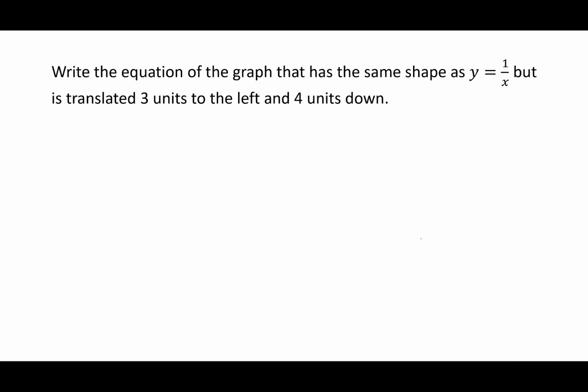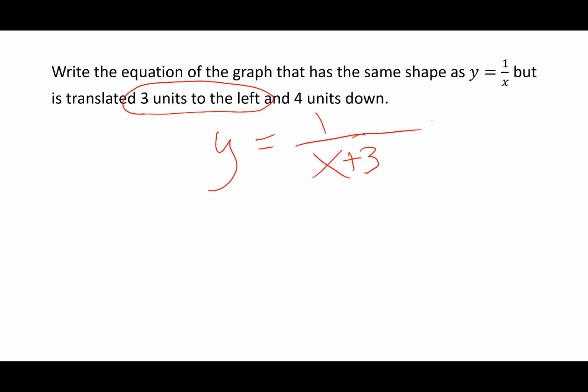All right, so write the equation of the graph that has the same shape as y equals 1 over x, but is translated 3 units to the left and 4 units down. All right, so you've got y equals 1 over x. You want to change it so that it's going to go 3 units to the left. If you want it to move 3 units to the left, you have to replace x with x plus 3. So I'm replacing x with x plus 3. That moves it 3 units to the left. If I want it to go 4 units down, I have to add 4 units to my y.